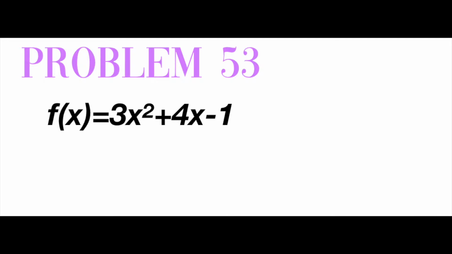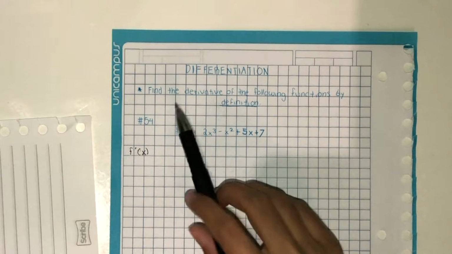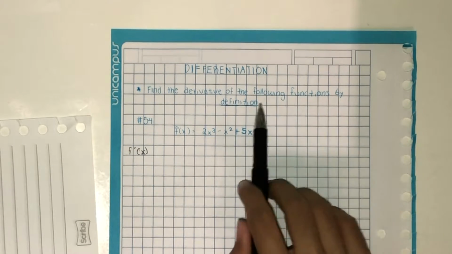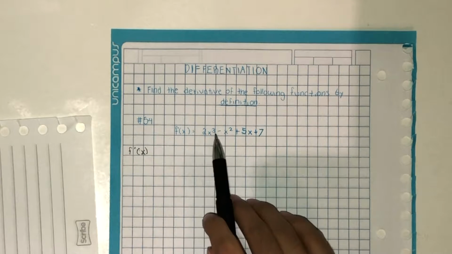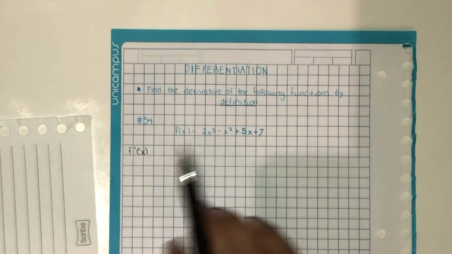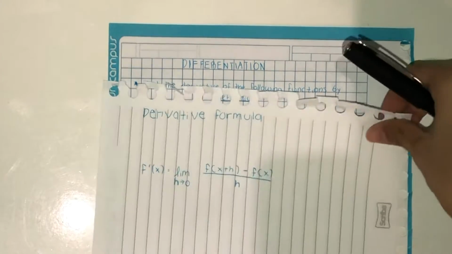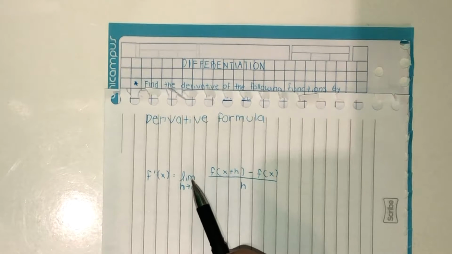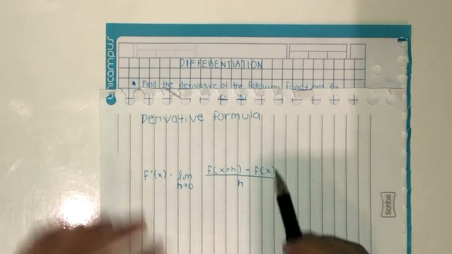Problem 53 is f of x equals 3x to the power of 2 plus 4x minus 1. So for the differentiation problem, we have find the derivative of the following functions by definition. For number 54, we have f(x) equals 2x cubed minus x squared plus 5x plus 7. First, we need to use the derivative formula. f prime of x equals limit h approaching 0, f(x plus h) minus f(x) divided by h.